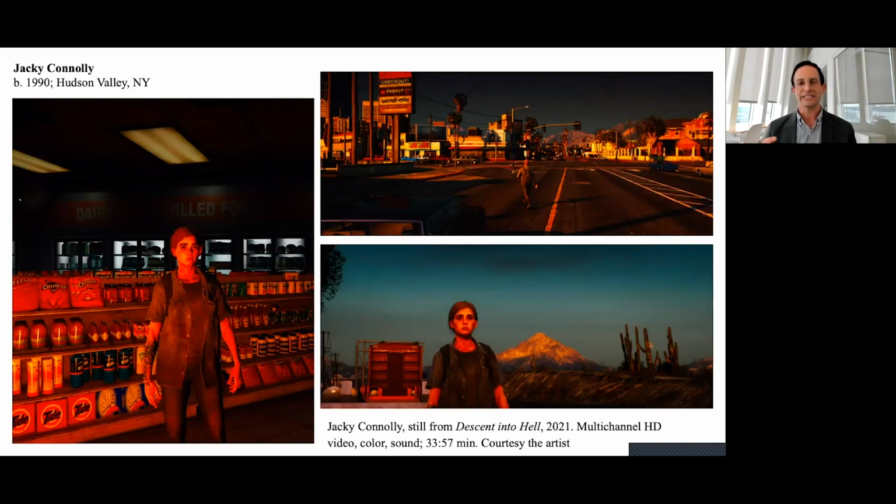And then the other is a character, an avatar that Connolly has created who wanders through the video game Grand Theft Auto. So it's a found universe from this video game. And if you know the video game Grand Theft Auto, it's quite a sensational, even scandalous video game, both because it's a video game about stealing cars and robbing and going to strip clubs, but also for its deep misogyny. It's an incredibly misogynistic portrayal of women as sexual objects. So in Descent into Hell, what we see is this figure wandering through this deserted landscape.